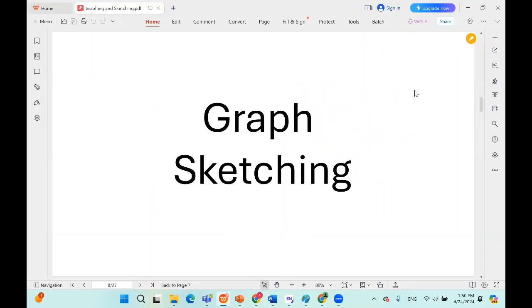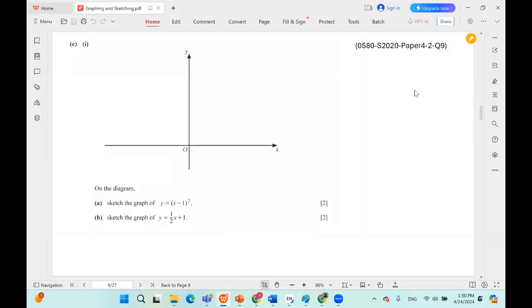Next, we move on to graph sketching. Sketch the graph of y equals x minus 1 squared. So this is a quadratic. You should know from your knowledge of quadratics that the vertex of this parabola here is going to be at 1, 0. This is where the vertex is. And the x-intercept is incidentally also 1, 0.